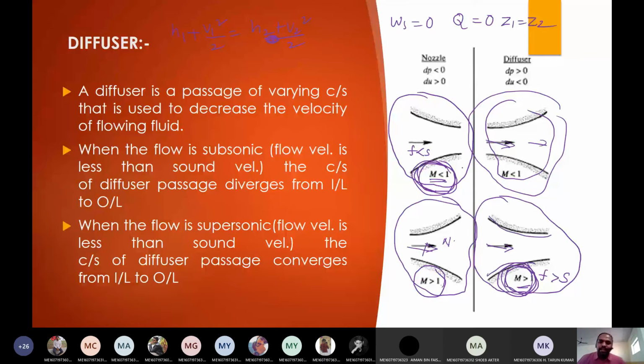Now, in case of a nozzle, how to write? When the flow is subsonic, the cross section of the nozzle is converging from inlet to the outlet. And when the flow is supersonic, the cross section of the nozzle is diverging from inlet to the outlet. Okay, right. Clear diffuser?